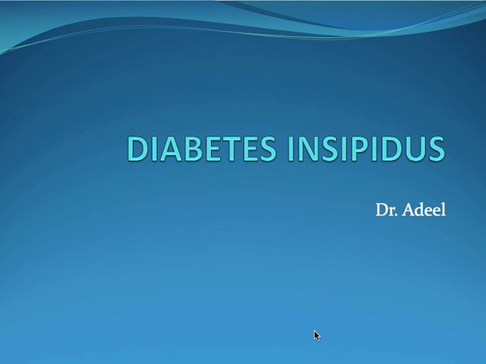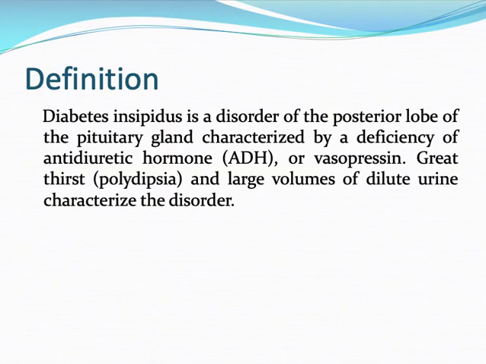Diabetes insipidus. What is diabetes insipidus? This is basically the disorder of ineffective ADH. What is ADH? It is anti-diuretic hormone, and it is also called vasopressin.